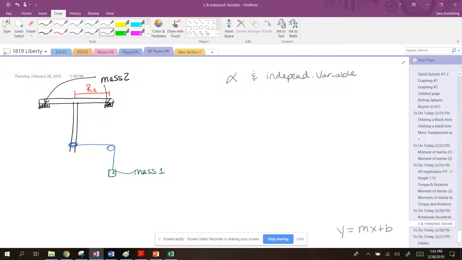What forces are acting on mass 1? The Earth? Which way is that one going? Okay. Anything else acting? Tension, right? And the tension is going up.